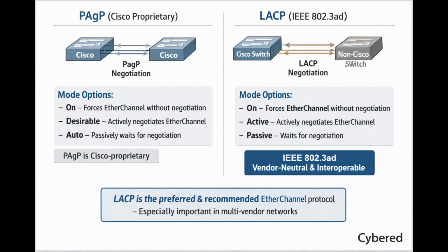EtherChannel protocols: Cisco supports two Layer 2 EtherChannel protocols. You have PAgP, which is Cisco proprietary, with the modes on, desirable, and auto. And you have LACP, with the modes on, active, and passive. LACP is the preferred and recommended standard, especially in multi-vendor networks.